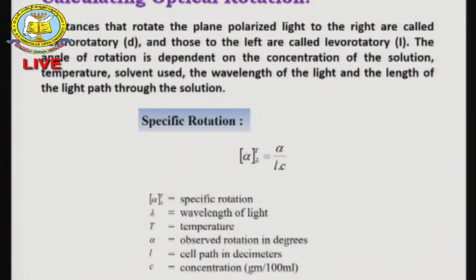So the condition must be mentioned, and alpha is the angle of rotation, how much rotation is done by the optically active compound. Then in LC, L is the length of the tube and C is the concentration of the solution. The concentration also plays an important role in the calculation of your specific rotation. So this is the formula used to calculate the optical activity of the particular compound and to find out the specific rotation.